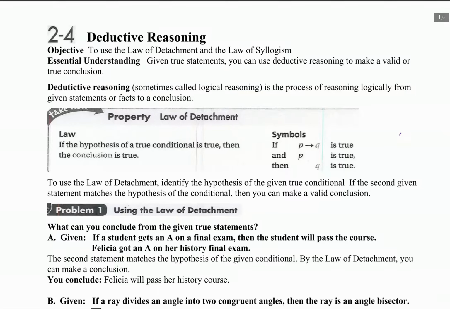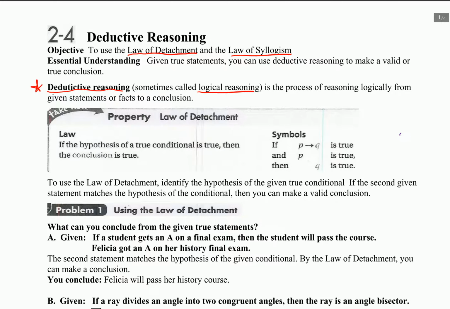2.4 Deductive Reasoning. In this lesson, we are going to use the law of detachment and the law of syllogism to do some deductive reasoning. Deductive reasoning is sometimes called logical reasoning.